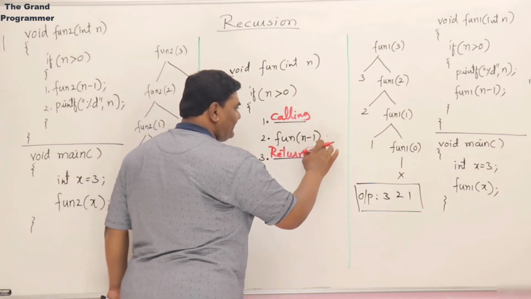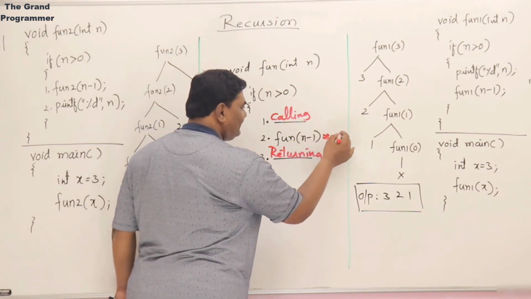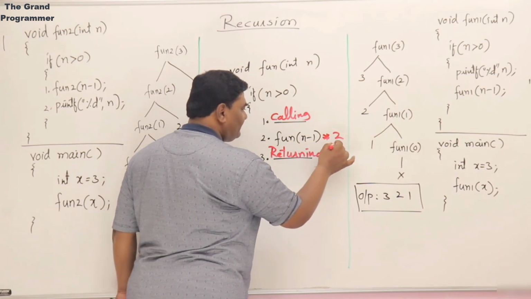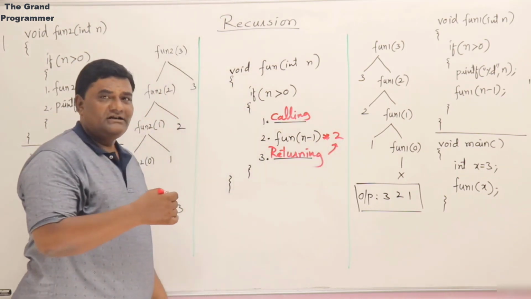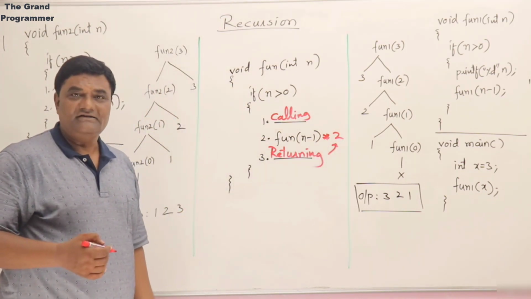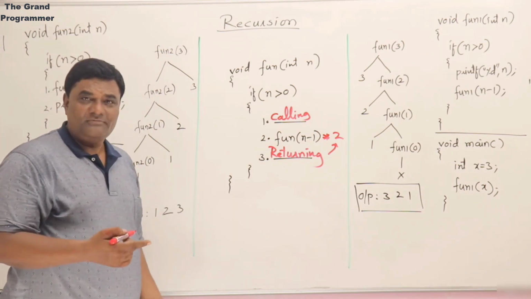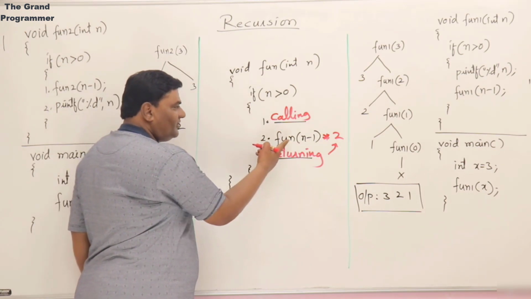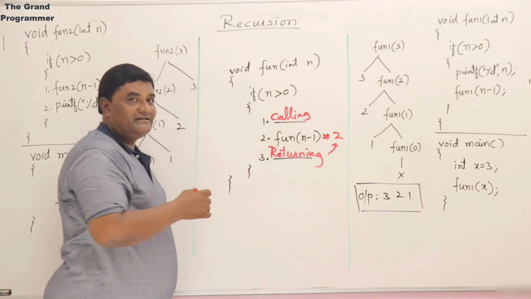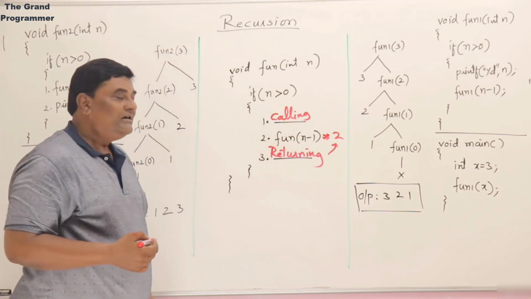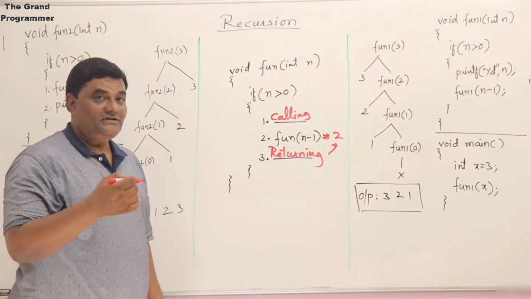And if anything is there followed by this function, then that will also execute at returning time only, if any computations are there. So from this, you can take it as a formula. In a recursive function call, before the function call, if anything is there, then that will be executed at calling time. After the function call, it is executed at returning time.